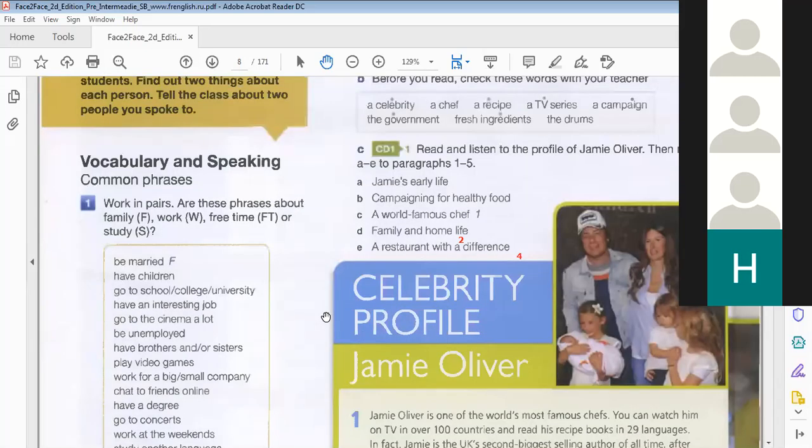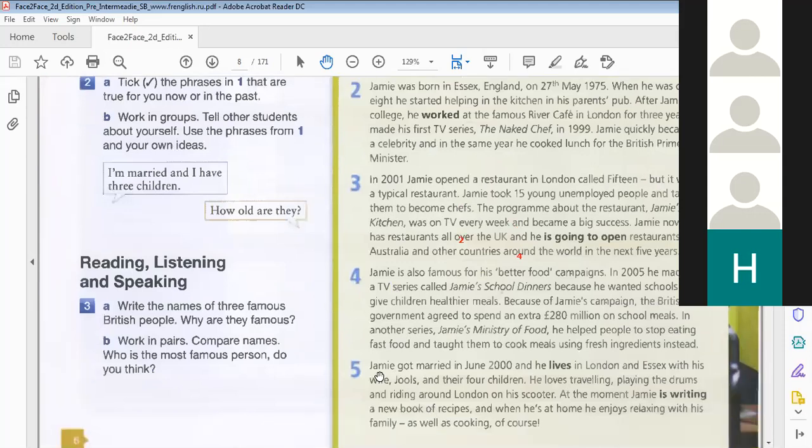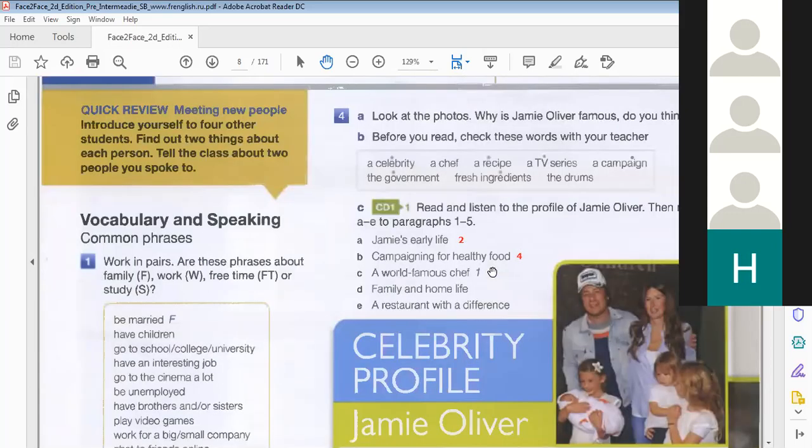5. Correct. That's right, because it talks about his wife, his kids, what he does, what he likes. Okay, so this means D is number 5.